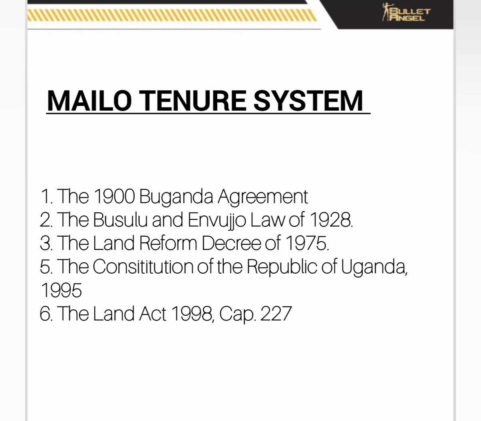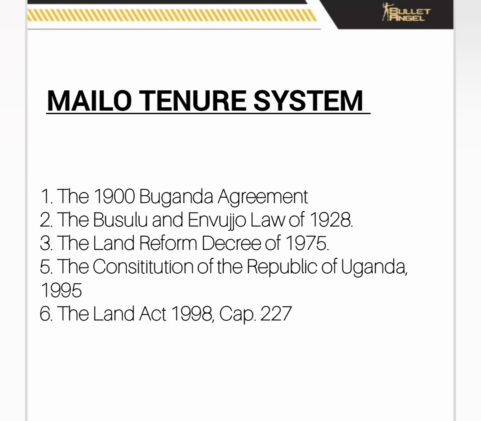Let's look at the 1928 Busulu and Envujo law and how it came to be in existence, why it was signed, why it was enacted. In the early 1920s, chiefs and landowners increased Busulu and Envujo to unreasonable levels. The undue burden on tenants led to an alliance of the peasants with the Bataka, or the traditional leaders.